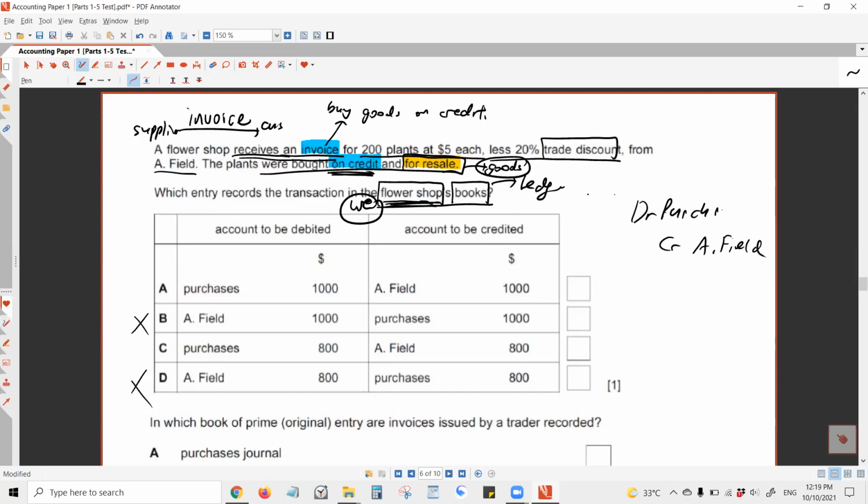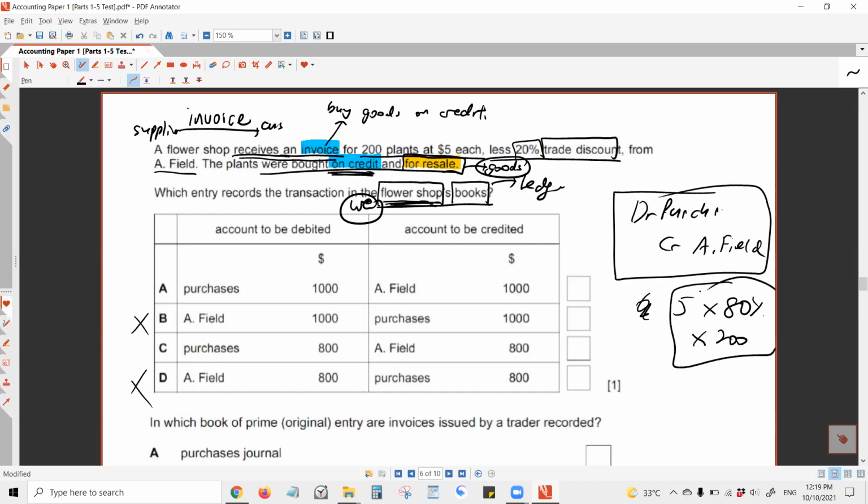Okay, now we are buying the flowers from A Field. How much is it? You have to deduct the 20% discount. So you take $5 times 80% times 200. If you want to times 20% first, then only you minus, up to you, okay? But I like to use the shortcut here. When you want to deduct the discount, you can straight away apply it. Because the discount is 20%, you times 80%, and you can immediately get the amount after discount. Times 80%, then you times 200. What would you get? $800. Answer is C.